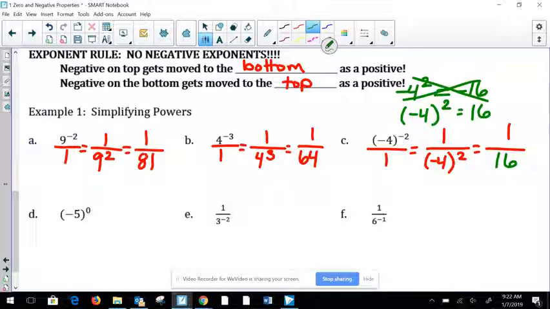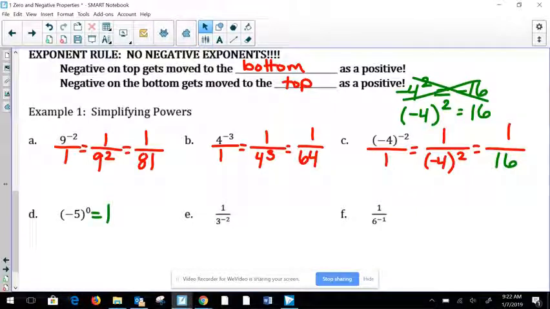Great. Now, negative 5 to the 0 power, oh, we know this one. That's just equal to 1, because anything to the 0 power is equal to 1.